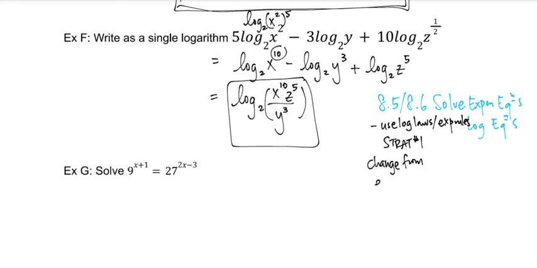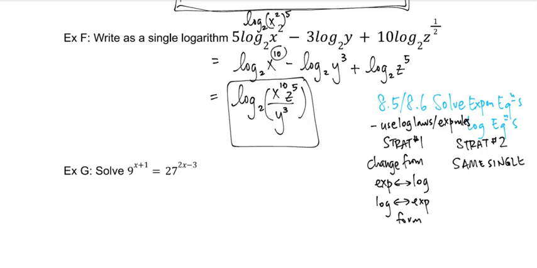So, changing from exponential to log, or log to exponential form. Strat number 2: if you have exponents on both sides, or logs on both sides, and you have the same single base on both sides, then you can equate the arguments, or equate the exponents. So we've actually seen this technique already.